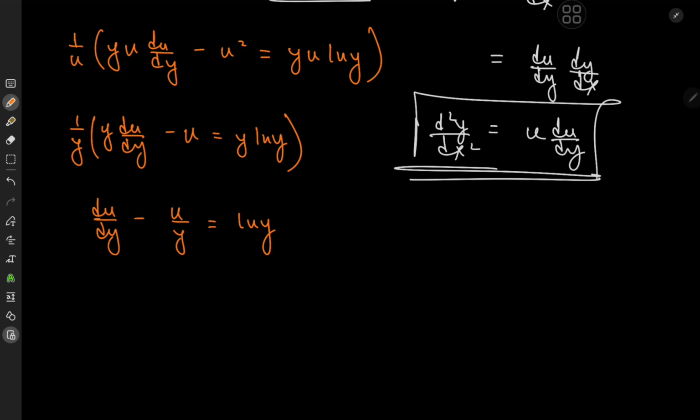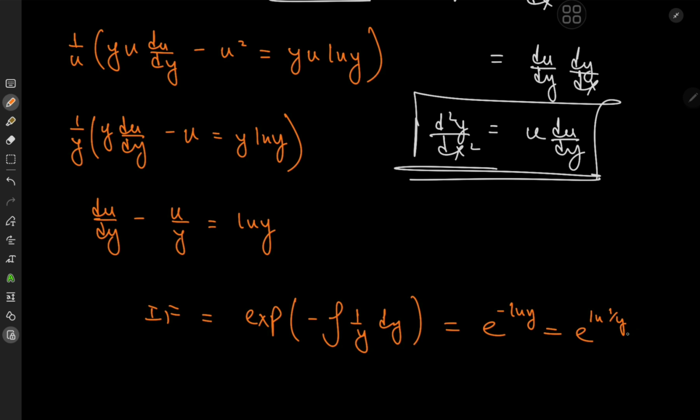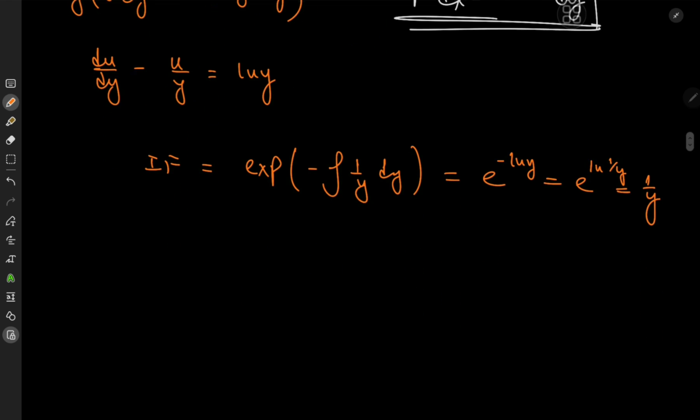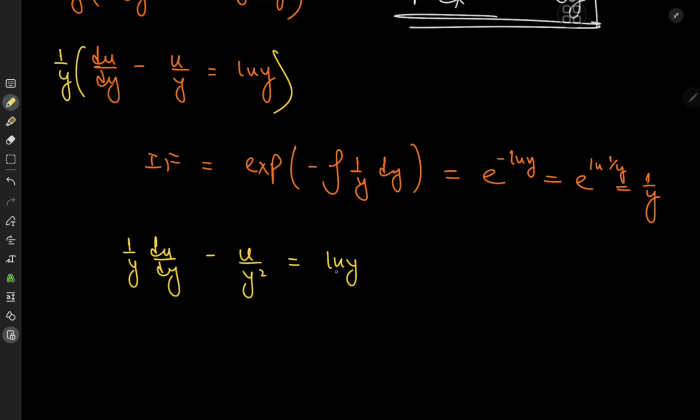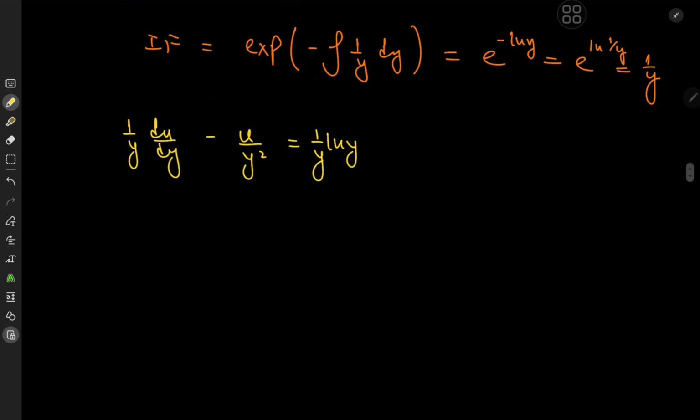And this is a linear differential equation that can be solved quite nicely using an integrating factor. So our integrating factor by the structure of the equation would be e to the minus integral of 1 over y dy, which would be e to the minus log y, or e to the log of 1 over y, which is, of course, 1 over y. Okay, cool. So expanding our differential equation by the integrating factor yields 1 over y du over dy minus u over y squared equal to log y times 1 over y, the left-hand side clearly being the derivative with respect to y of u over y, which it should be, of course, the whole point of the integrating factor.